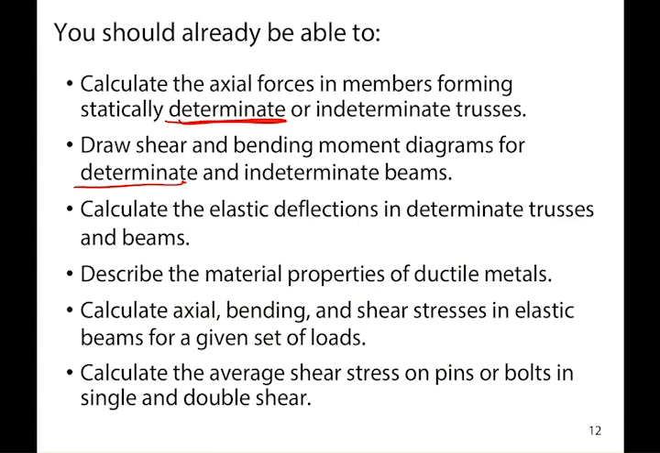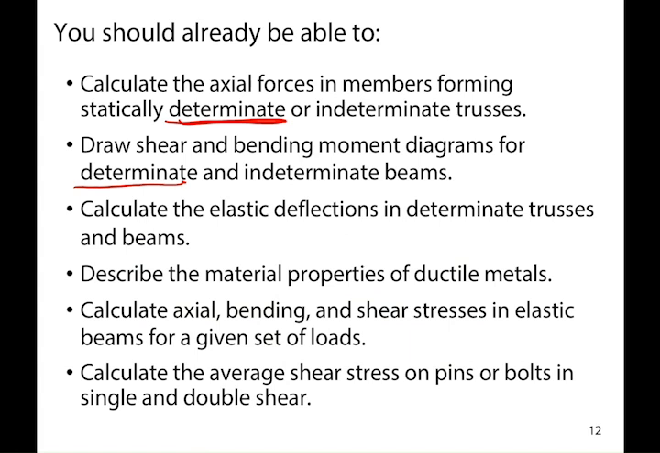Should be able to calculate the elastic deflections of determinate trusses and beams. Again, mostly beams. We're not really going to look at the deflection of trusses that much in the course, but that's a tool that you should be familiar with and able to do. Describe the material properties of ductile metals. Steel is, as we'll see later on, a very ductile metal. You've taken mechanics of materials and material science, where you've done tensile tests of steel coupons. You understand generally what the difference between ductile and brittle is.